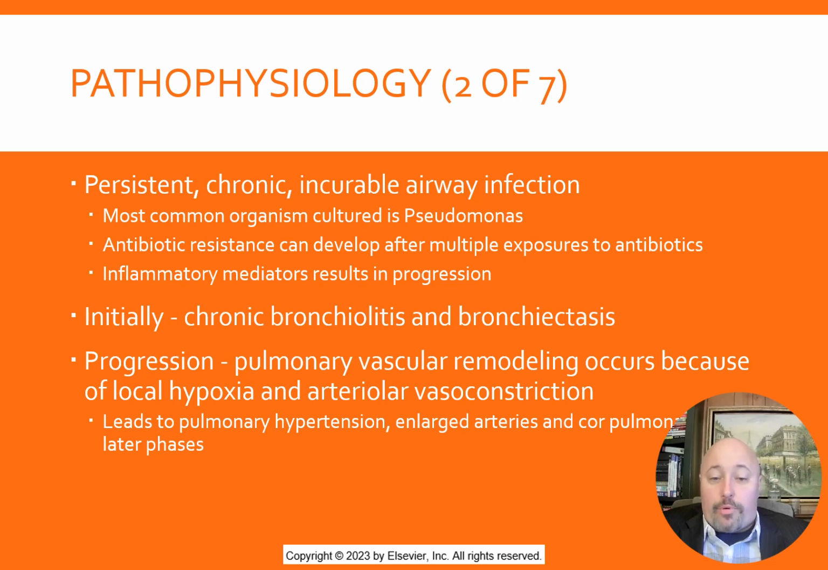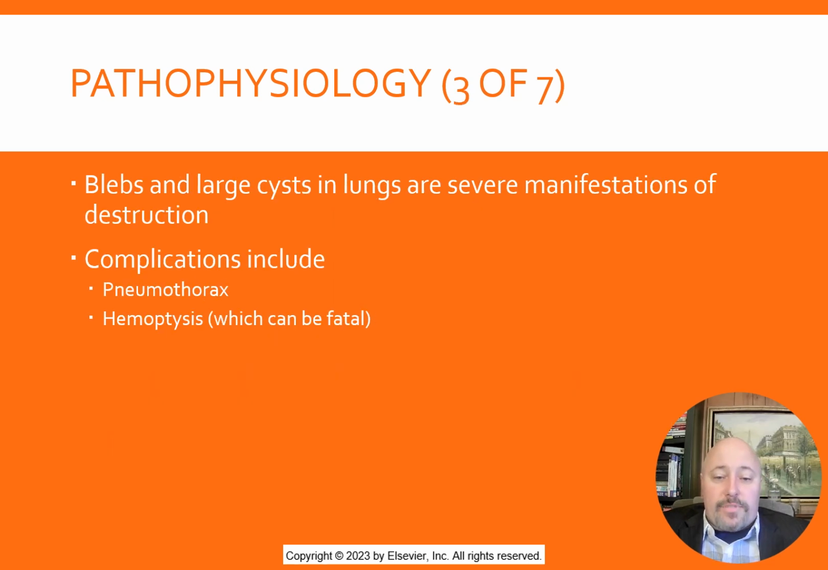Initially, chronic bronchiolitis and bronchiectasis. As it progresses, pulmonary vascular remodeling occurs because of that local hypoxia and arteriolar vasoconstriction. That leads to pulmonary hypertension, enlarged arteries, and even cor pulmonale in later phases. Blebs and cysts in the lungs are severe manifestations of destruction. These complications include a pneumothorax or even hemoptysis that can be fatal.